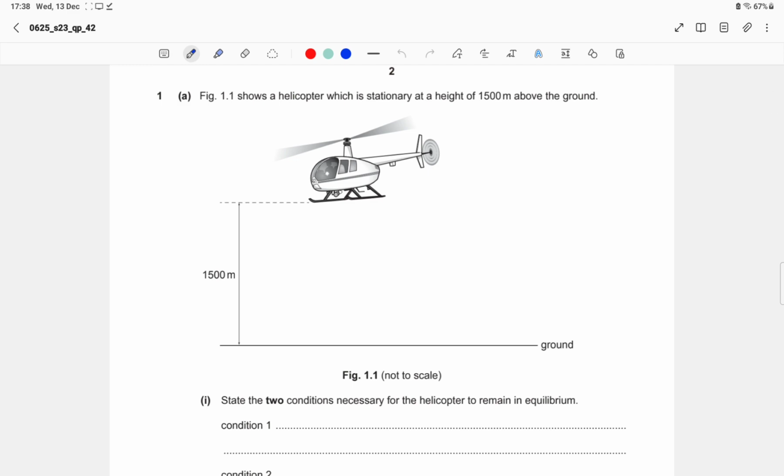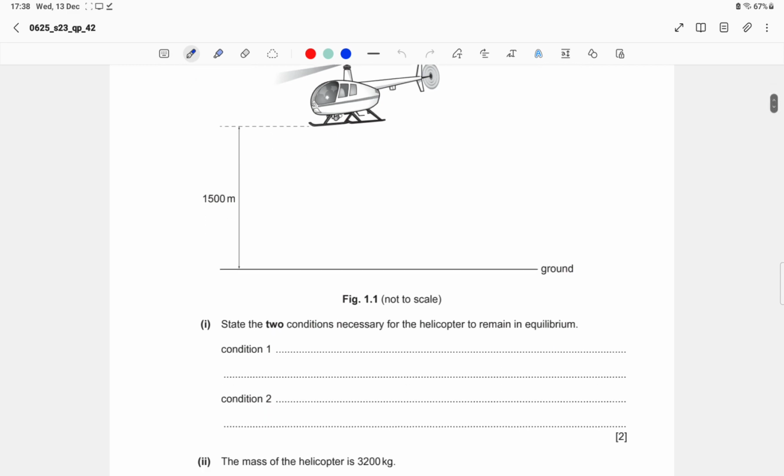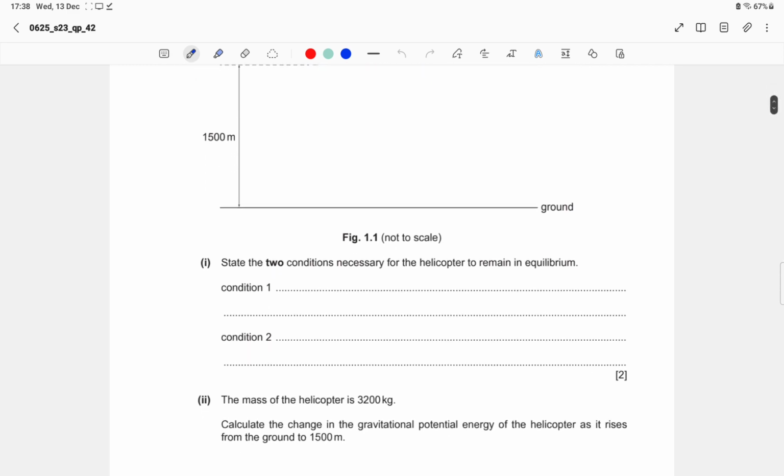a height of 1500 meters above the ground. State two conditions necessary for the helicopter to remain in equilibrium. So first thing is this: no resultant force, or the sum of all the forces acting on the object must be equal to 0. Second thing is that you need to have no moments, no turning effects, no torque.